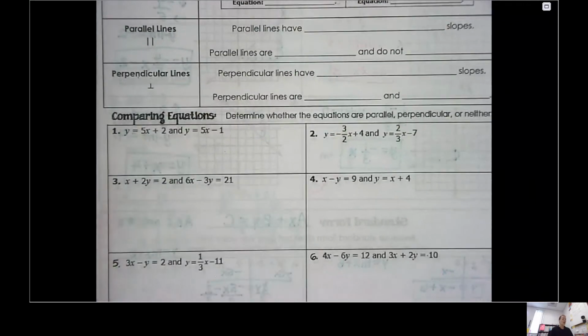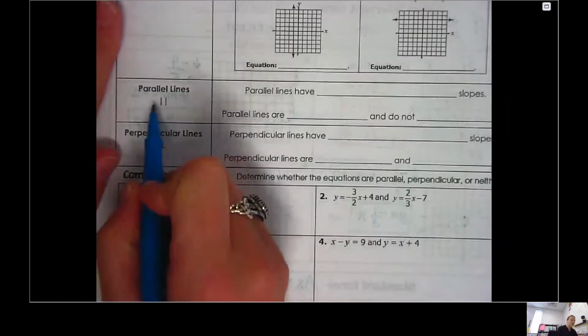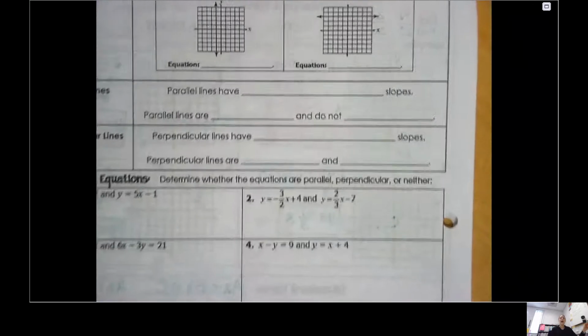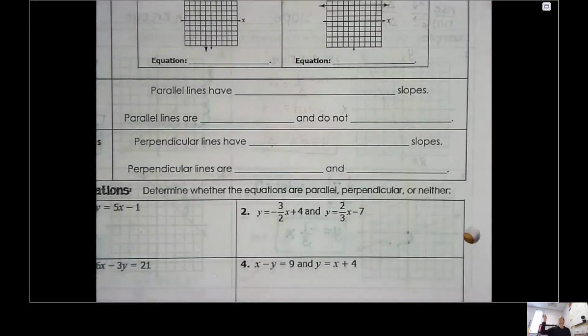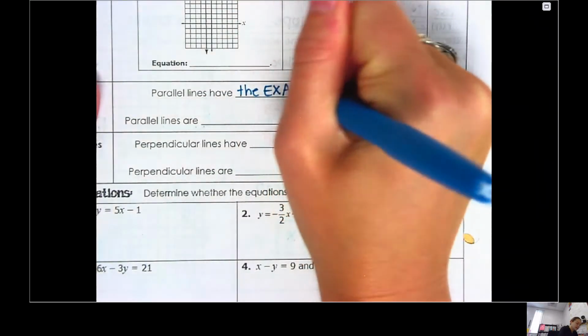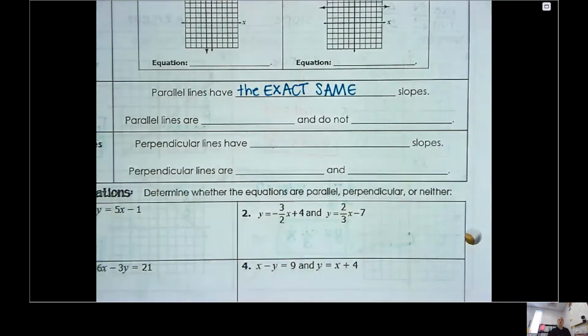Okay. Parallel and perpendicular lines. Now, parallel lines. Here's the symbol for parallel lines. They literally look like two parallel lines. Parallel lines have the exact same slope. Put that in all caps. Exact same slopes. Literally have to be exactly the same. So the sign has to be the same. The fraction has to be the same. Everything has to look exactly the same.